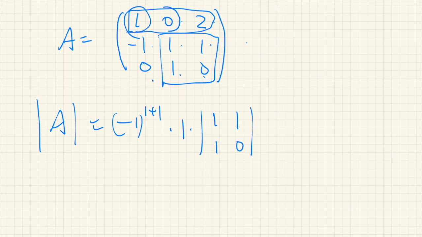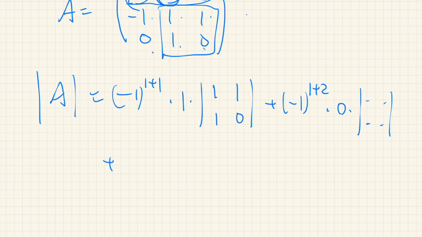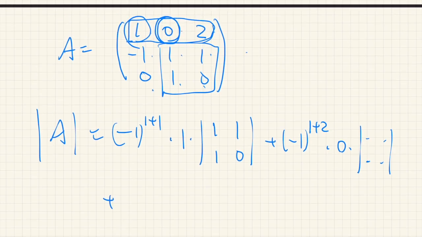Okay, next pick this element, the 1,2 element. So negative 1 to the power of 1 plus 2, and the element is 0. But since we multiply by 0, whatever the remaining matrix is, it doesn't matter. So let's ignore that. And next one, the 1,3 element, negative 1 to the power of 1 plus 3.